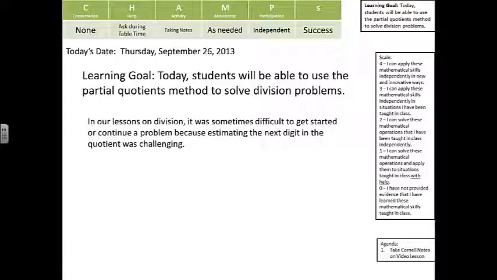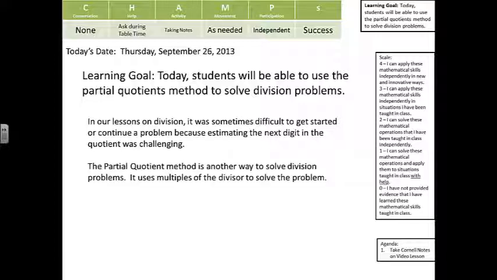So in the past, when we were doing it, we were using the acronym for Does McDonald's sell cheeseburgers? And we'd go through that process step by step to solve our division problems. Today we're going to look at a different way of doing it. It's called partial quotients. In the partial quotients method, we're going to use multiples of the divisor in order to help us solve that problem.